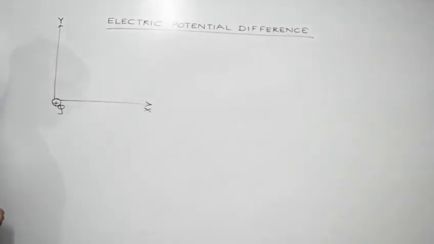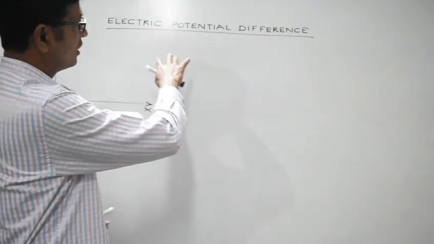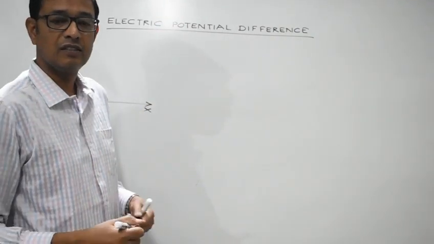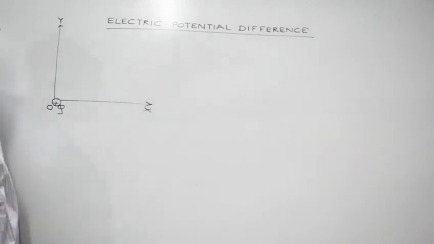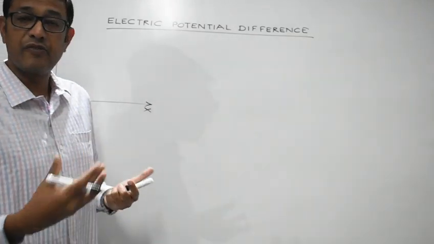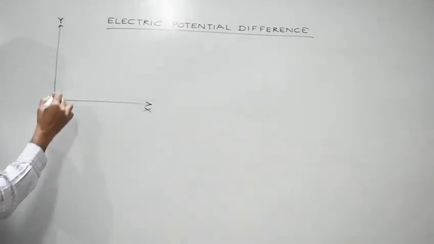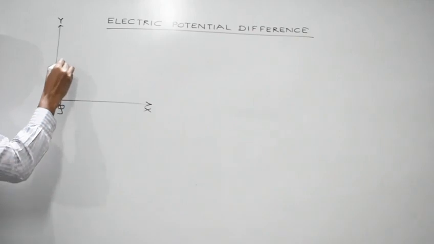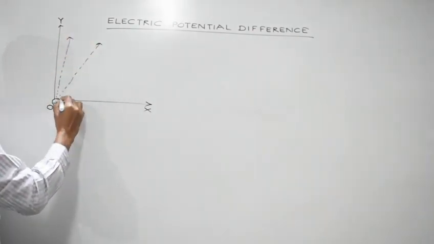So in this section, we will discuss electric potential difference. In order to understand this topic, we'll consider a point source charge to be located at the origin. Due to this positive point source charge, the electric field lines will be in the radially outward direction. I am drawing the electric field lines only in the first quadrant, like this. These lines represent the electric field lines.